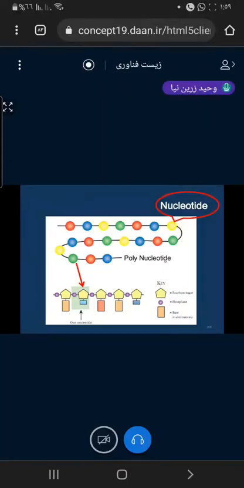This means that these polynucleotides comprise different mononucleotides. As you see in this picture, each mononucleotide comprises three sections. One section is a five-carbon sugar. The second section is a phosphate group, and the third section is the bases. Four alternative bases.